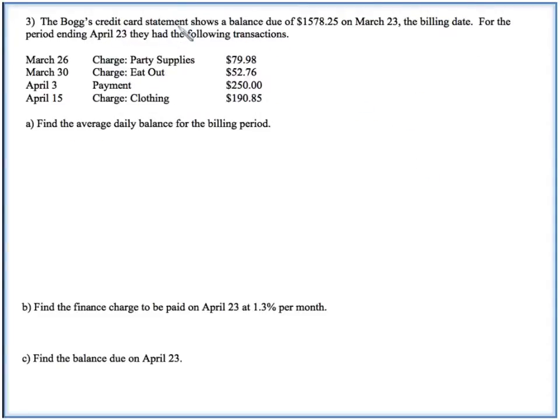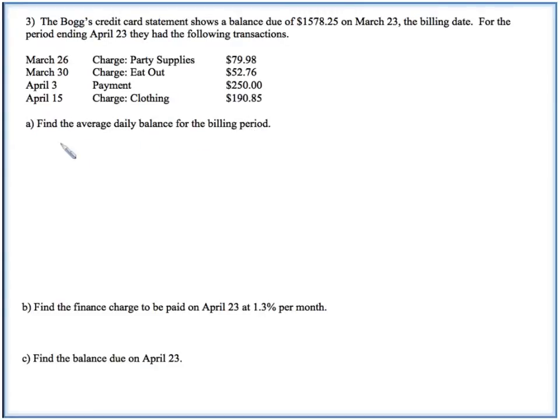So here it says the Boggs credit card statement shows a balance of $1,578.25 on March 23rd, which is the billing date. And for the period ending April 23rd, they had the following transactions. So on March 26th, they charged some party supplies. On March 30th, they charged eating out. On April 3rd, they made a payment of $250. On April 15th, they charged some clothing, $190.85. And we want to find the average daily balance for the billing period.